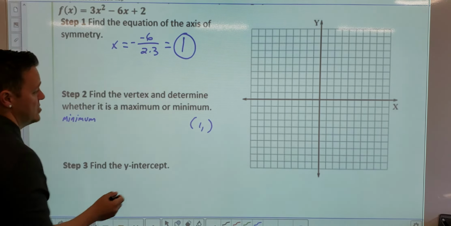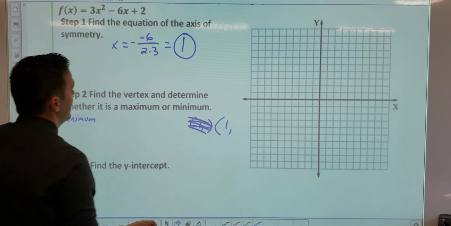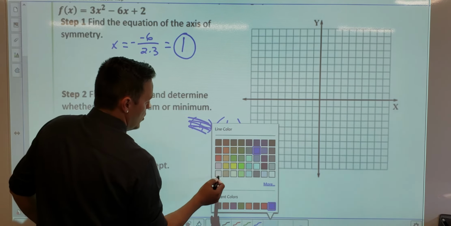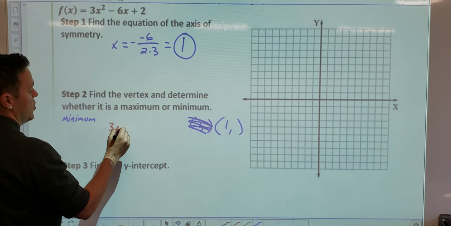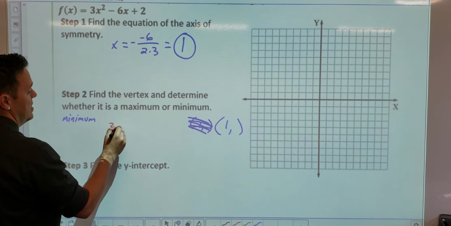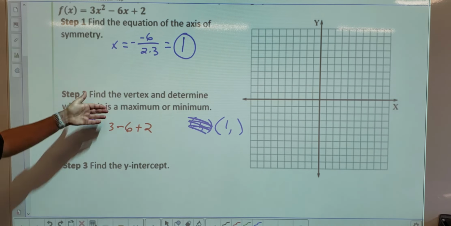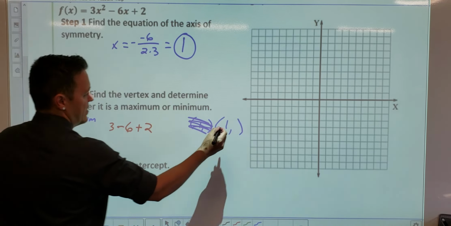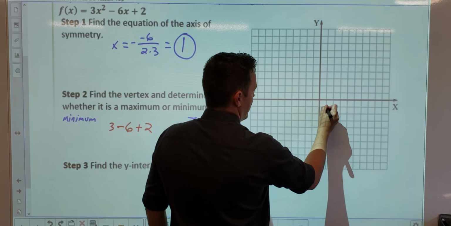All right, and then as you go from here, so let me fix this. This is a 1 comma. And then as you go from here, you guys would fill in the blanks, right? So we know it's going to be 3 times 1 squared. So this is going to be 3. And it's going to be minus 6 plus 2. So if I put in a 1 up there, that'd be 3 minus 6 plus 2. So my vertex is going to be negative 1. So I'm going over 1, down negative 1.